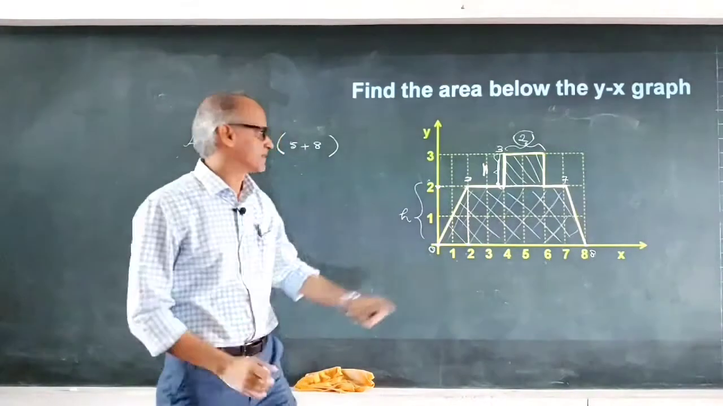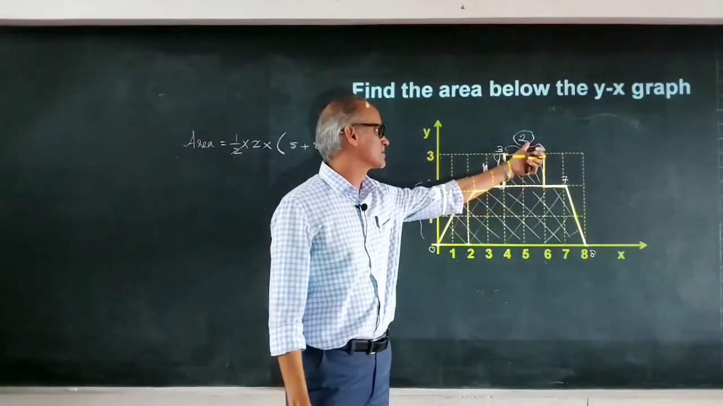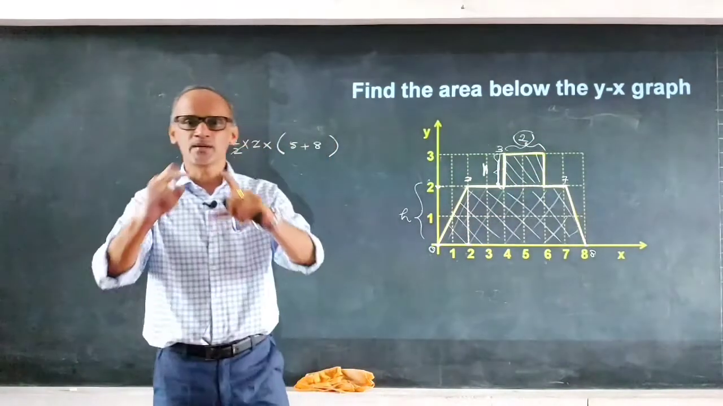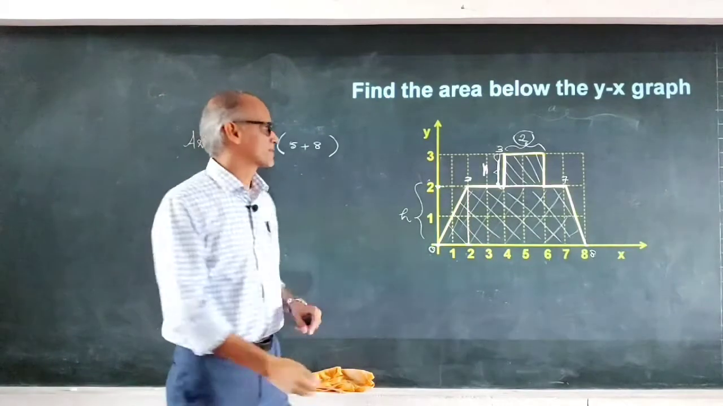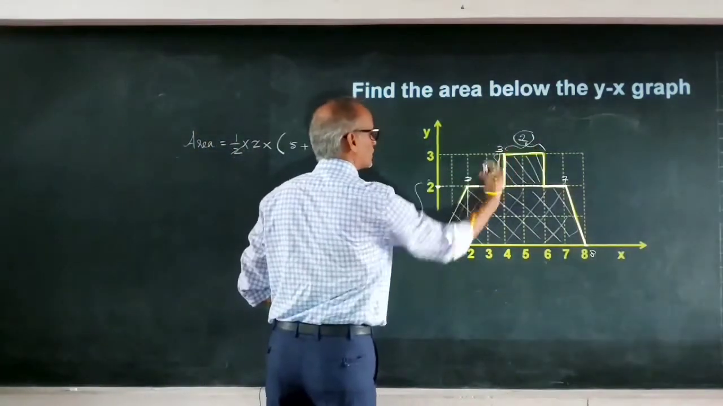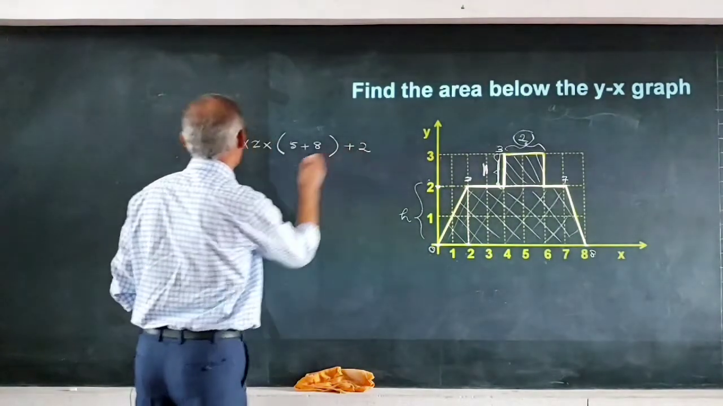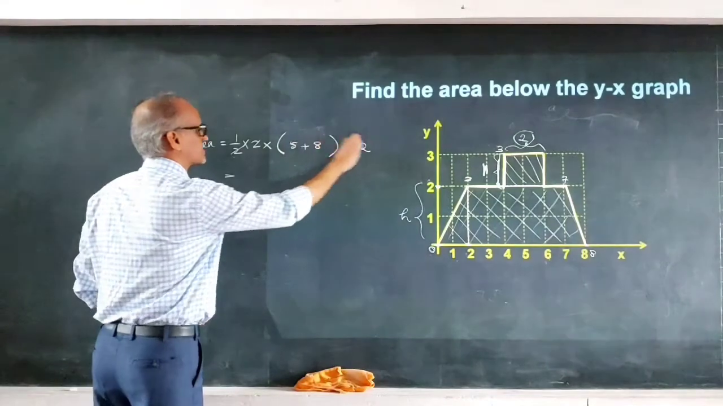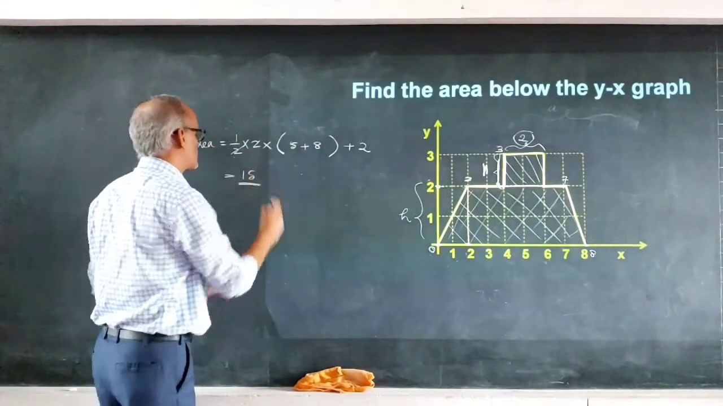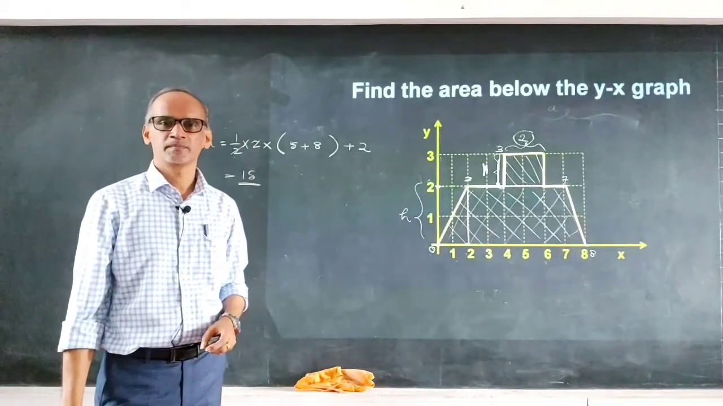And how do you find the area of it? It looks like a square here, but based on the value it is not a square because this is 2 and this is 1. In any case, how do you find the area of a square or a rectangle? Multiply length into breadth. So 2 into 1 will give you 2. So that's what I'm going to add here. So 8 plus 5, 13, 13 plus 2 is 15. So 15 is the area below this particular graph.